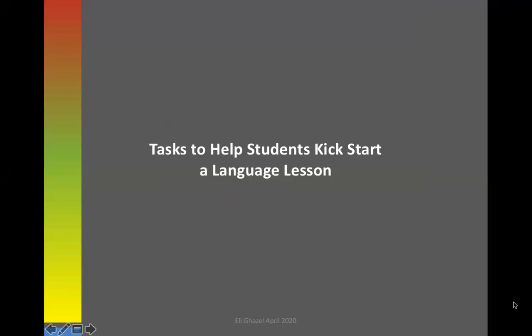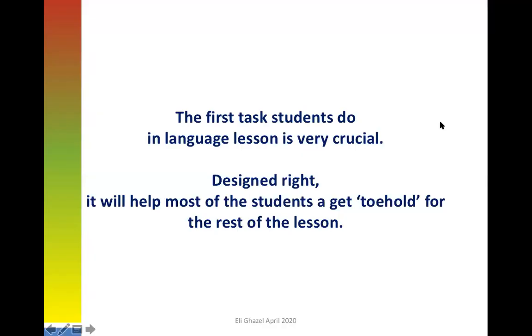Okay, so the title of this 30-minute session is going to be Task to Help Students Kickstart a Language Lesson. Now, this works whether it is in the classroom or it is distance learning. Now, the first task the students do in a language lesson is very crucial. If we design it right, it will help most of the students get a toehold for the rest of the lesson. Now, why is this important?